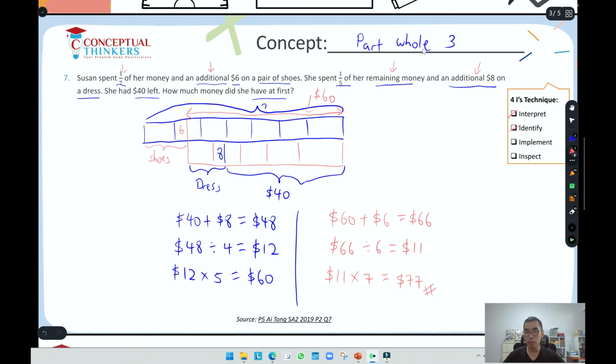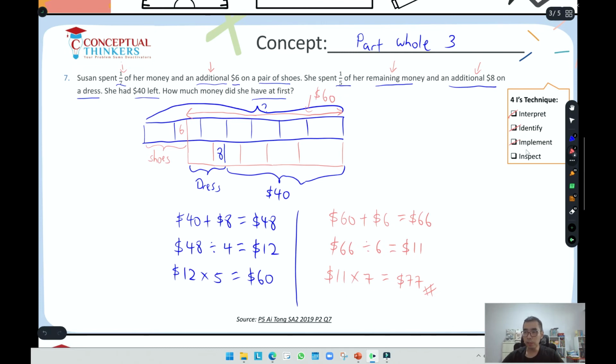So I identify the concept as part whole, then I'll implement the methodology. So the methodology will be you draw the model first. Okay, then after that, try to use different colors if you can. If not, my recommendation is this part of the line you can use a dotted line to draw, and this part also can use a dotted line to draw, so that you know where your units are. So that's one way, or you use another color if your teacher allows you to do that.